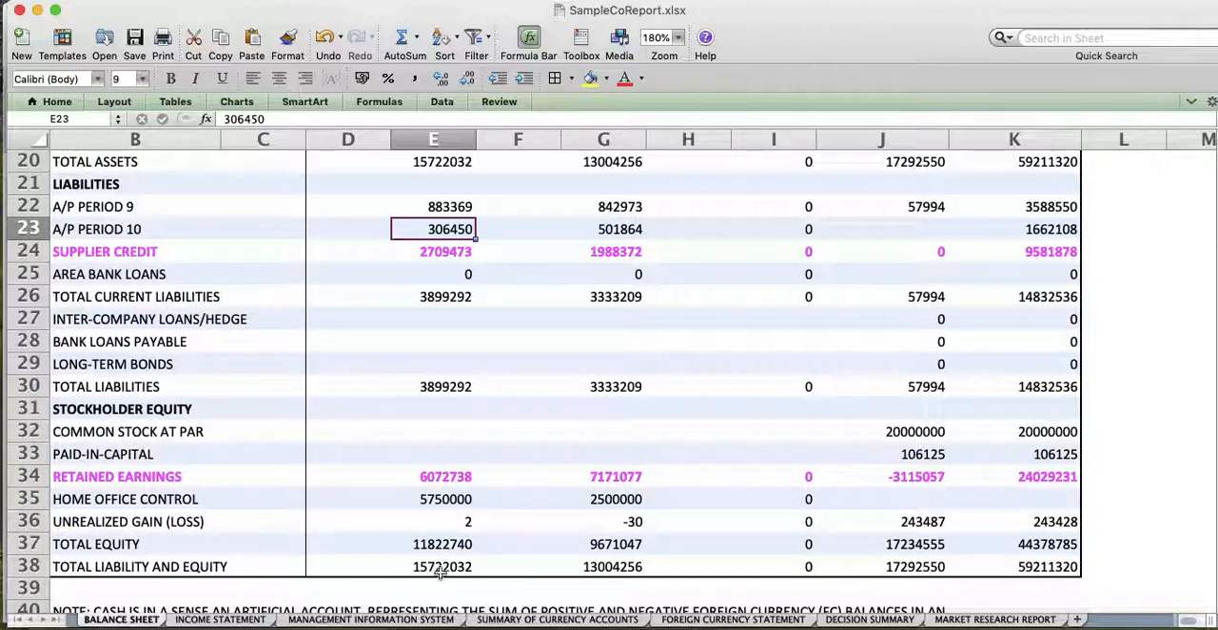And then the total liability and equity is the total of liabilities and equities, and is a total of 1.572, which is the exact same number as for the total of assets, because, of course, by definition, a balance sheet has to be balanced.